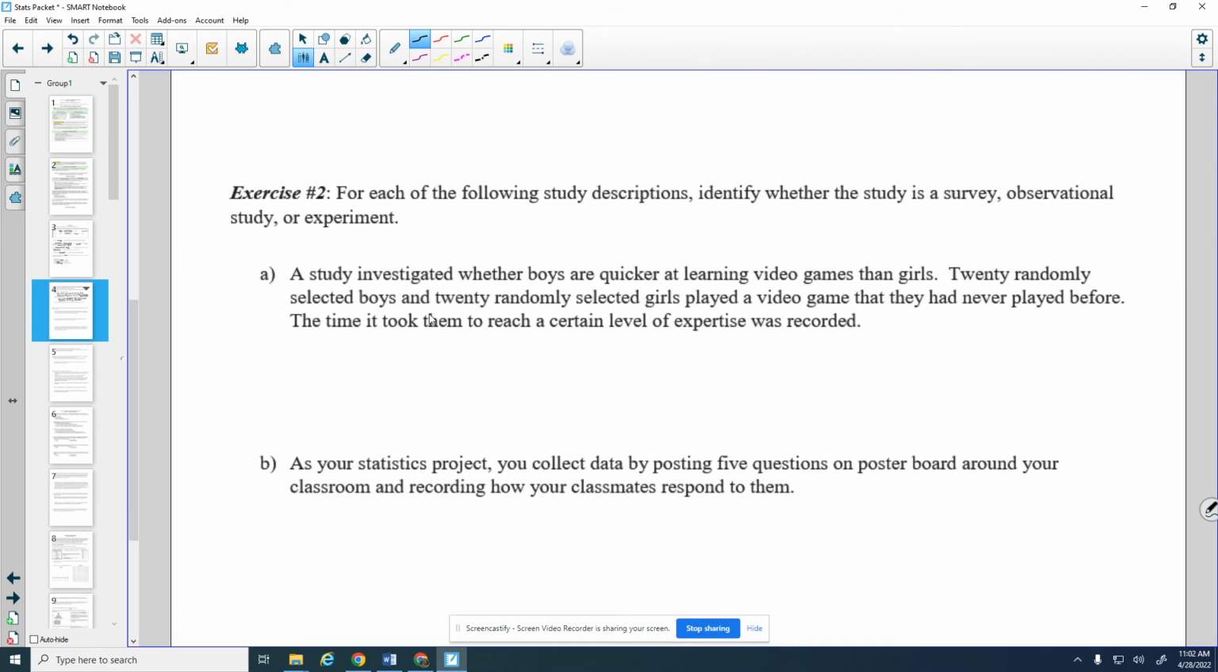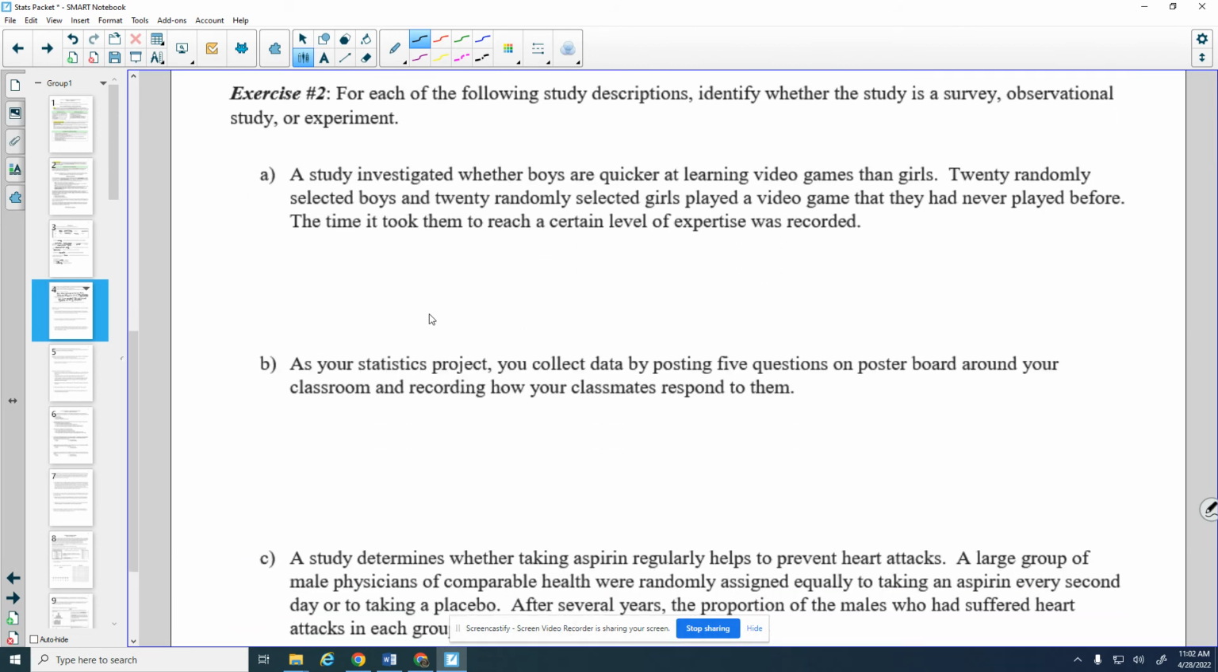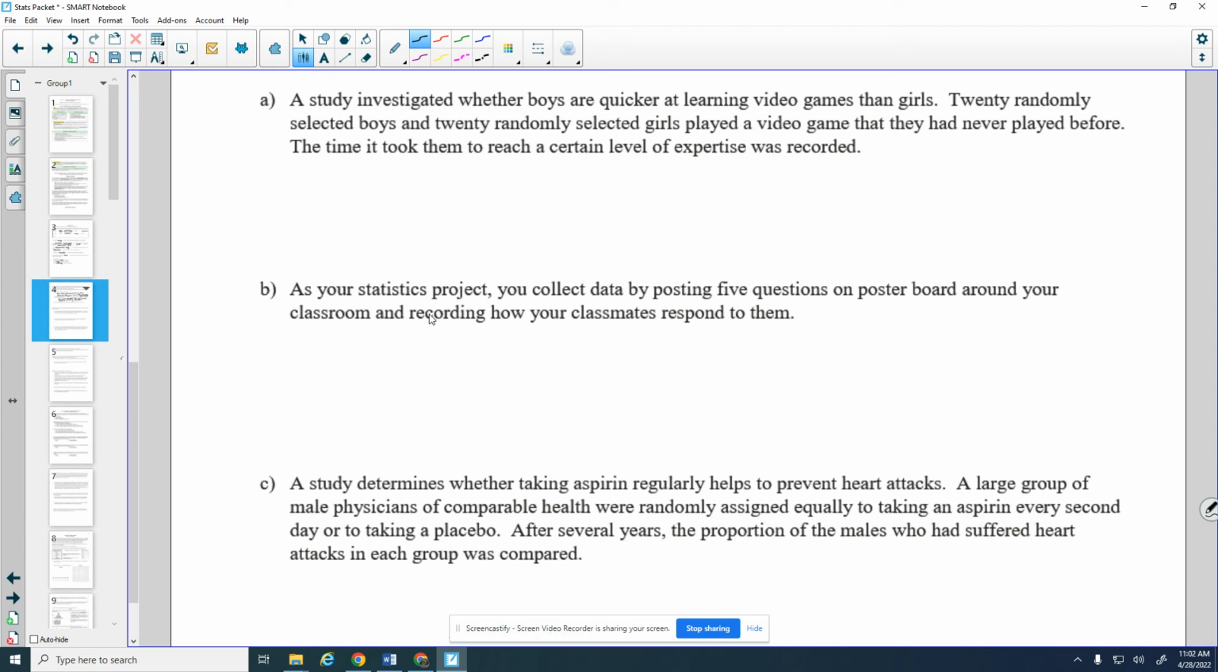Looking at exercise 2, for each of the following study descriptions, identify whether the study is a survey, an observational study, or an experiment. So this is down to those 3 different types of statistical studies. First one, a study investigated whether boys are quicker at learning video games than girls. 20 randomly selected boys and 20 randomly selected girls played a video game that they had never played before. The time it took them to reach a certain level of expertise was recorded.